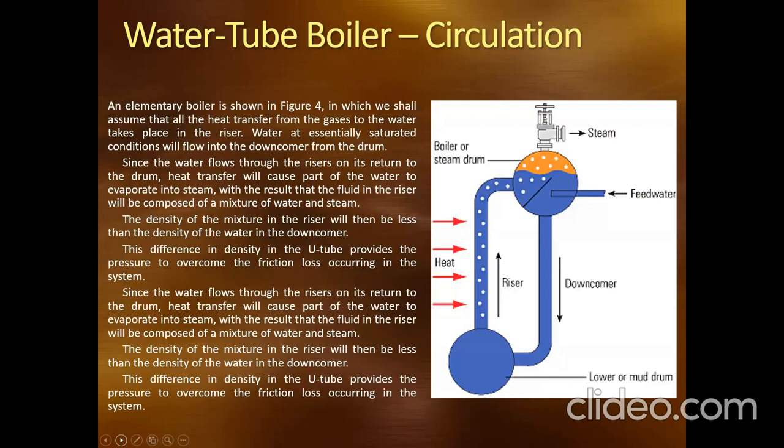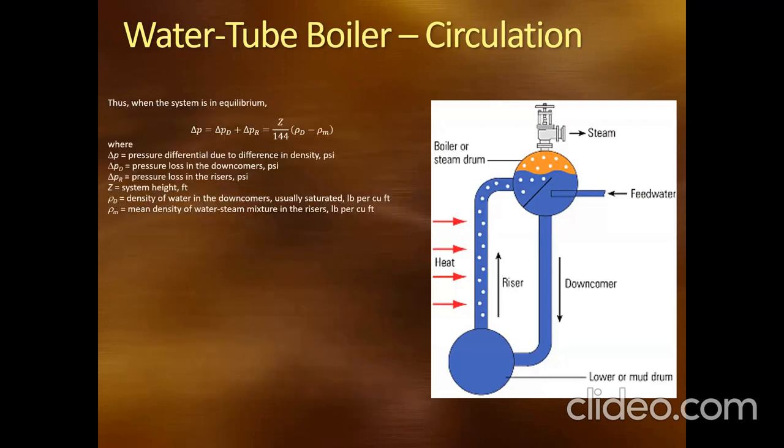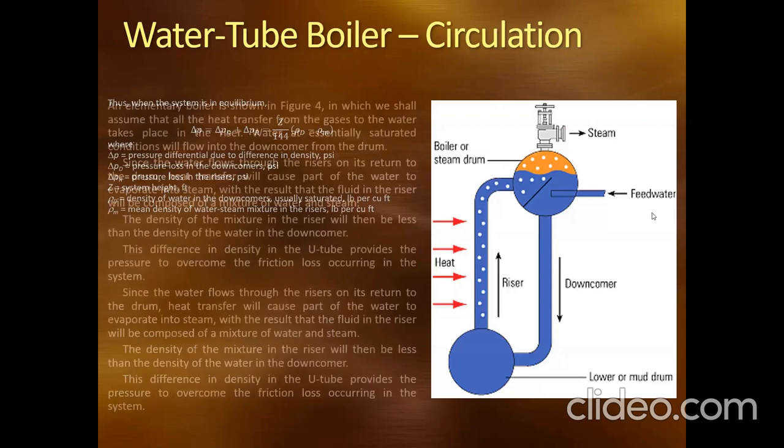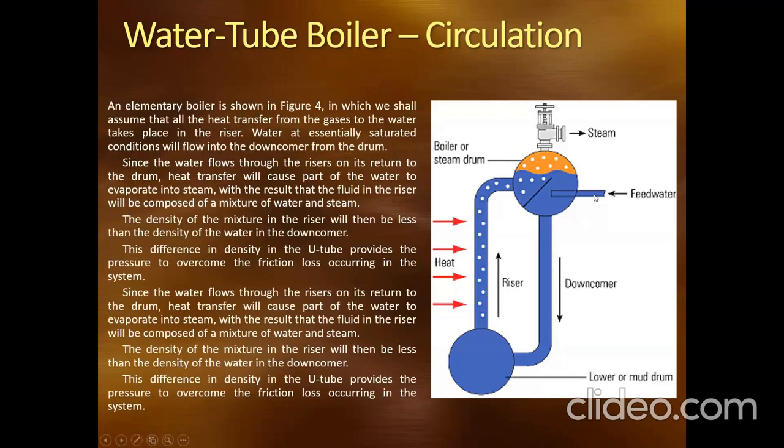An elementary boiler is shown in figure 4. So this is figure 4 sa left. So ito yung elementary boiler. Feed water, tapos siyempre mabigyan siya pasok dito. Ikot siya ng ikot ng boiler. Isang meron dalawang boiler, tatlong steam drum. Tatlong steam drum, pwede yun. So, tapos dito yung heat nagko-contact. So iinit hanggang papunta doon sa steam.